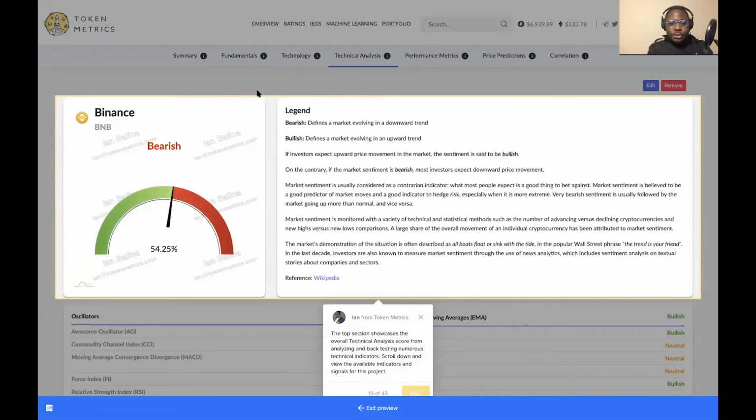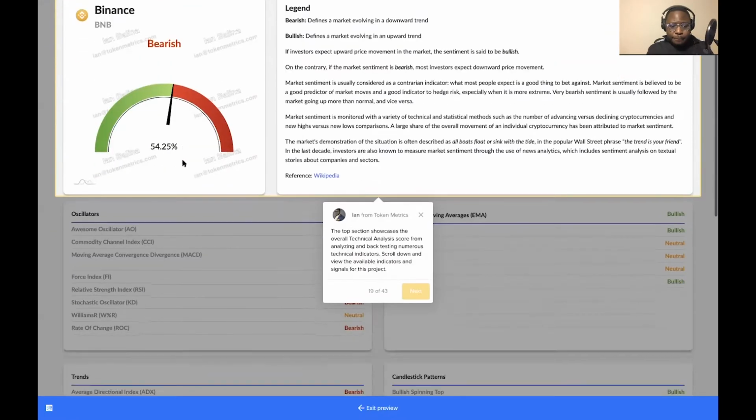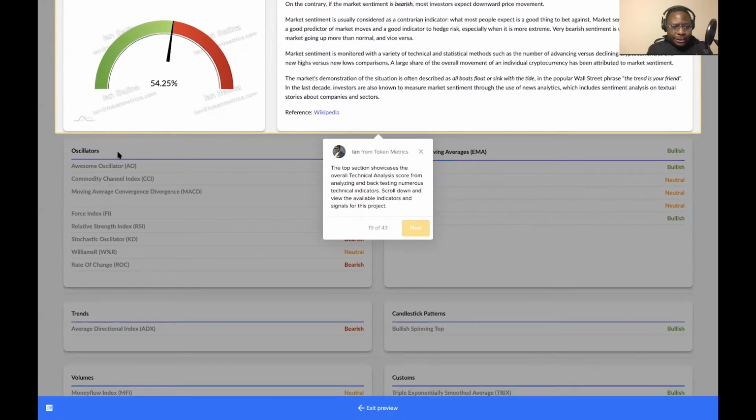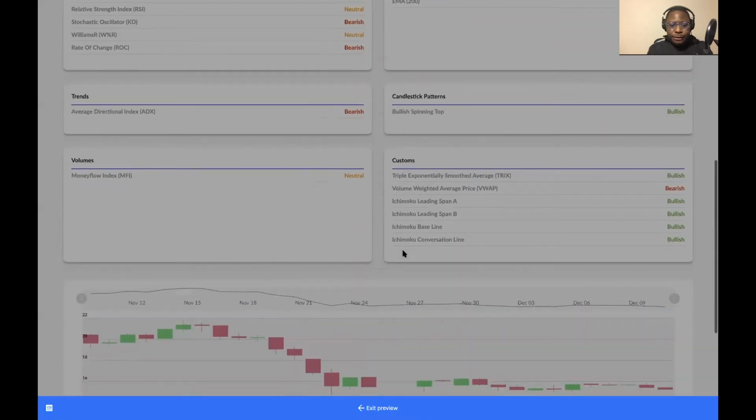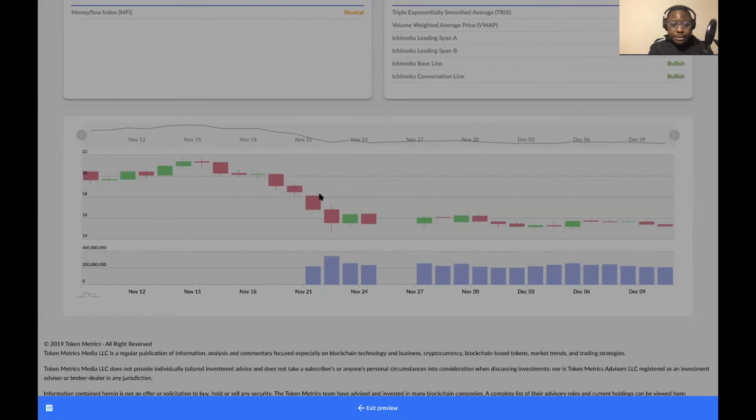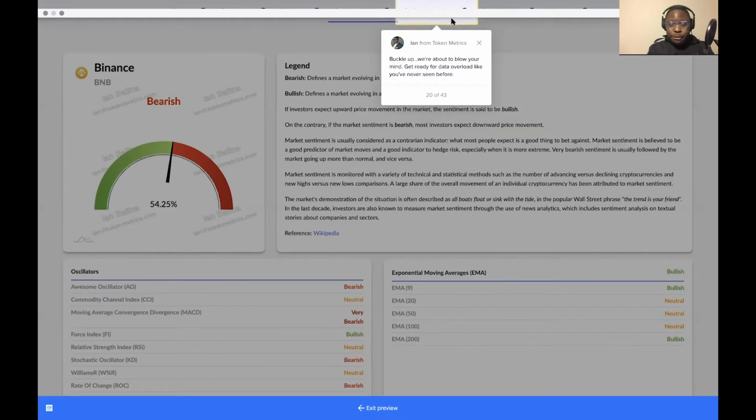The top section showcases the overall technical analysis score from analyzing and backtesting numerous technical indicators. Scroll down and view the available indicators and signals for this project. As you can see here, based on the different indicators we're looking at, we're bearish on Binance. The things we look at include oscillators, moving averages, candlestick patterns, trends, volumes, custom indicators. And we also have a chart down here that showcases different candlesticks as well as the volume indicators. So now we're going to open up performance metrics.